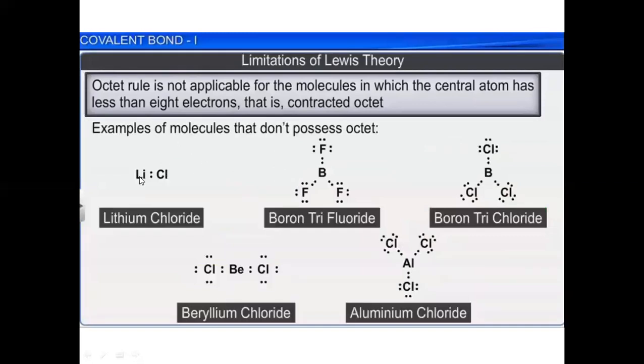See here, there are some examples that do not possess the octet rule, like lithium chloride, only 2 electrons are there. Boron trifluoride, 1, 2, 3, 4, 5, 6. 6 electrons are there on the central atom. Boron trichloride, here also 6 electrons are there. Beryllium chloride, 4 electrons, and aluminum is the central atom. Now aluminum chloride, that is 6 electrons are there.